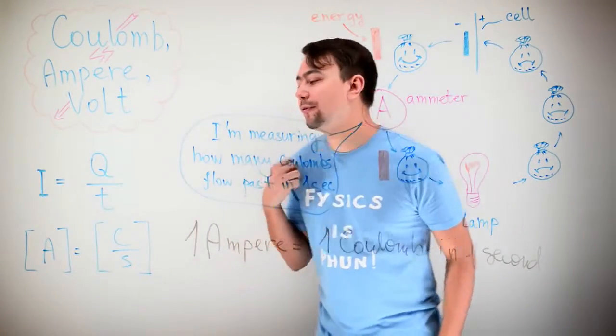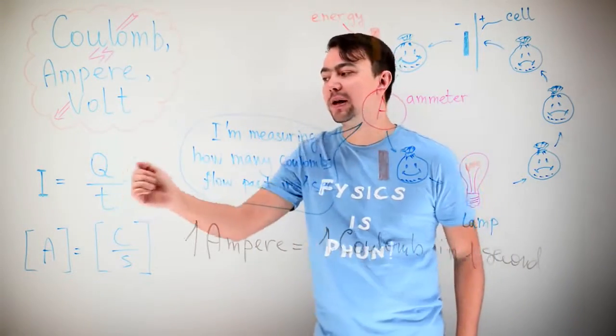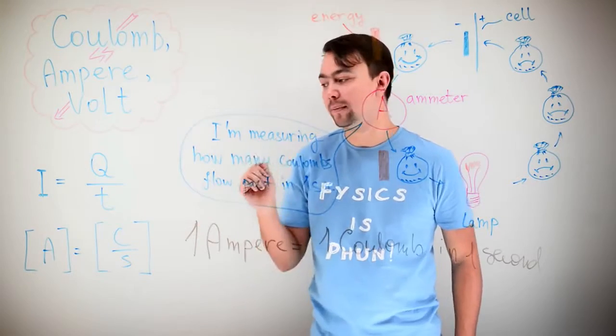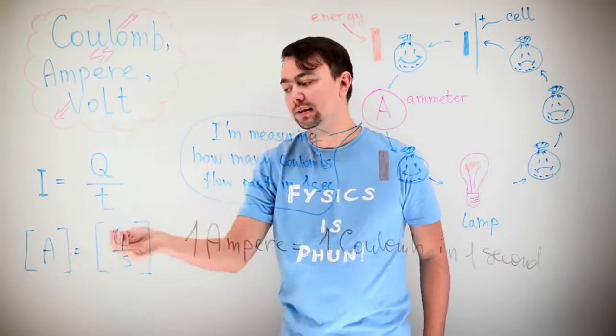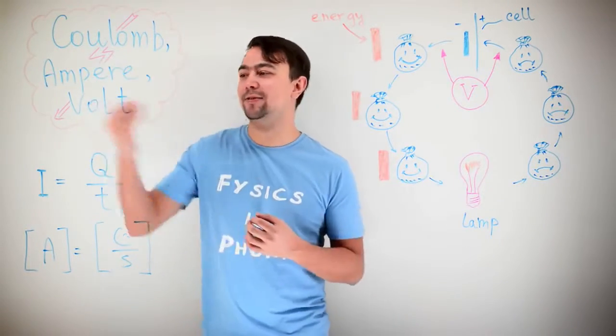If we put it into a formula, it will look like this. I is equal to Q divided by T. Current is equal to charge divided by time. Or ampere is coulomb divided by second. And now the last thing is the volt.